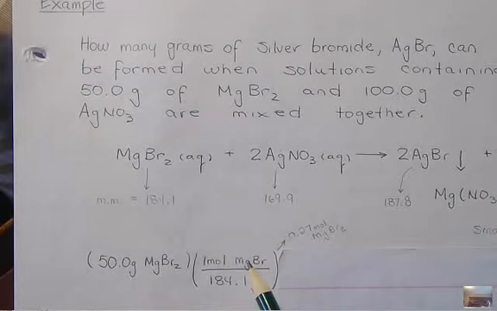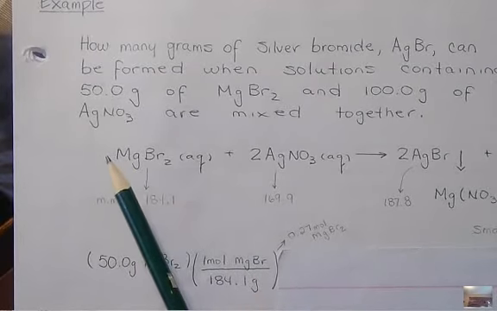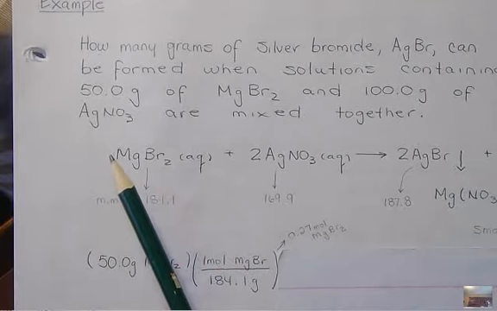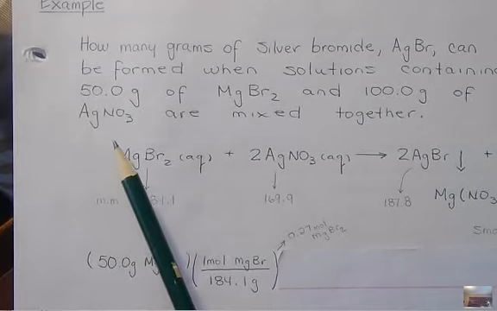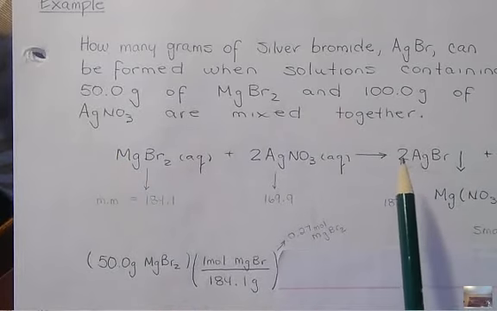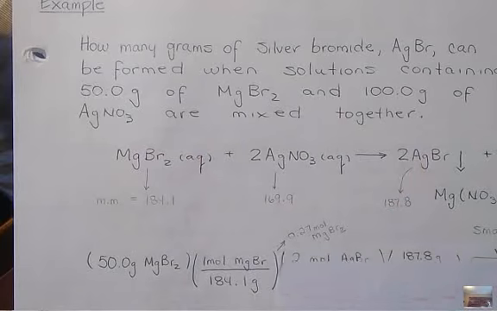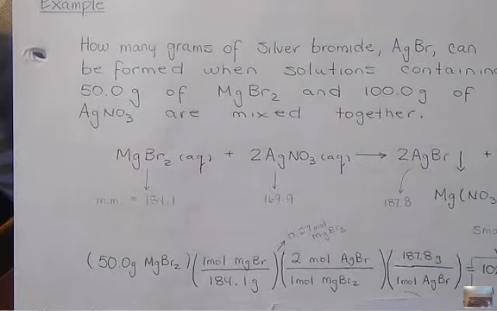Once I'm in moles of magnesium bromide, I look at the balanced equation. That's always the step in the middle. First step, divide by the molar mass. Step in the middle, multiply by the coefficients, or use the ratio of the coefficients. For every 1 magnesium bromide that I start with, I'm able to produce 2 of the product. I get twice as much product. That's why it's a 2-to-1 relationship.